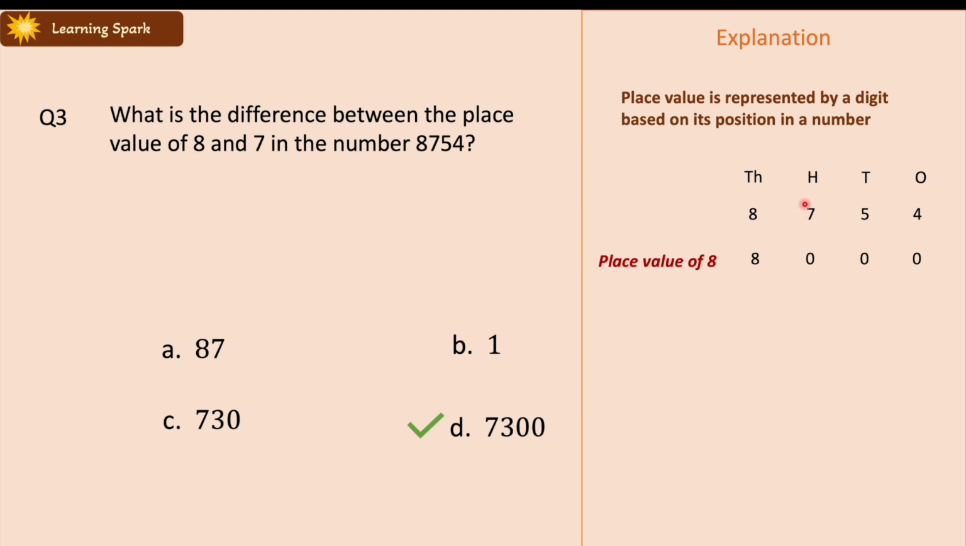And the digit 7 is in the hundreds place. So it is representing 700. So the place value of 7 is 700. And the question is, what is the difference between the place value of 8 and 7? So the difference is 8000 minus 700, which is 7300. Okay, and that's the answer.